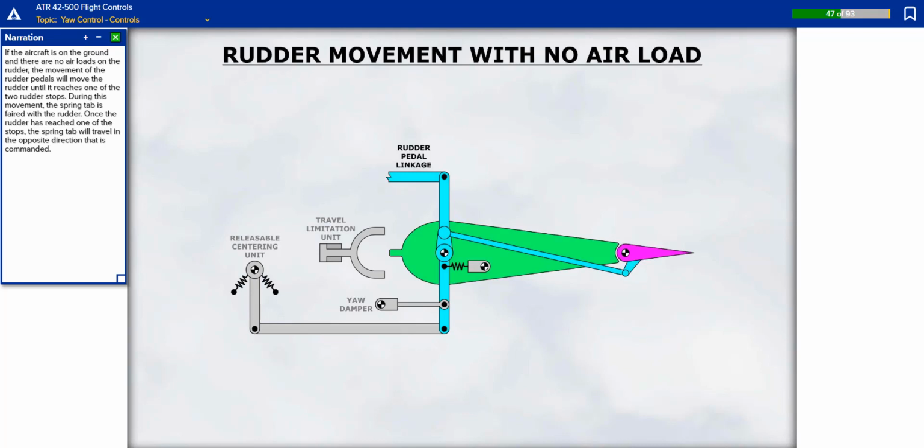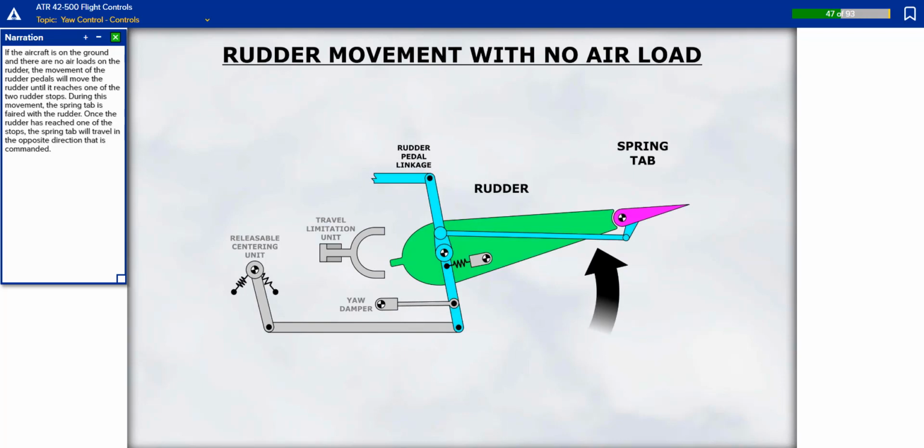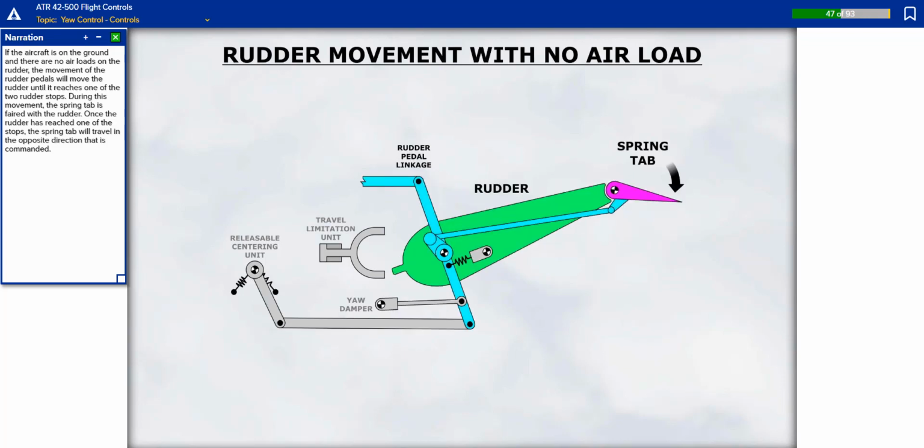If the aircraft is on the ground and there are no air loads on the rudder, the movement of the rudder pedals will move the rudder until it reaches one of the 2 rudder stops. During this movement, the spring tab is faired with the rudder. Once the rudder has reached one of the stops, the spring tab will travel in the opposite direction as commanded.